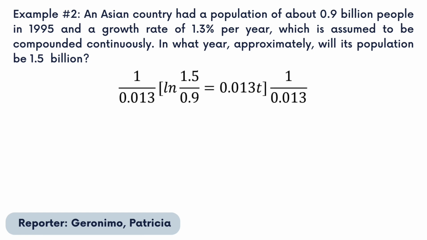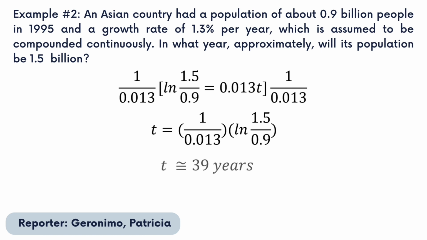Next step is divide both sides by 0.013 and we will be having 1 over 0.013 times ln of 1.5 over 0.9 is equal to T. Solving using the calculator, the answer for the T is 39 years.